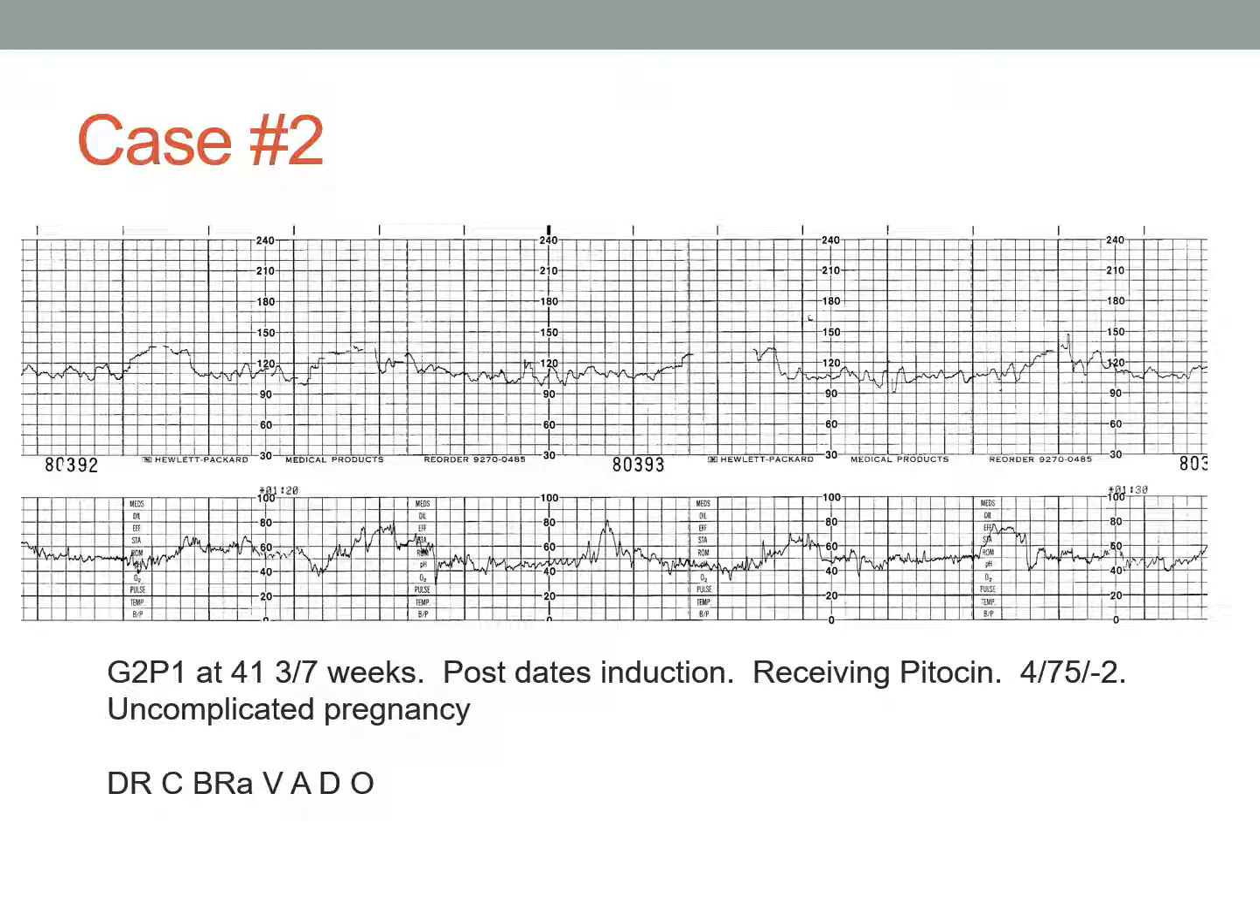On to the next one. We'll complicate things just a little. You've got a G2P1 at 41 weeks and 3 days. This is a post-dates induction. Your patient has received misoprostol overnight and is now on Pitocin, dilated to 4 centimeters, 75% effaced, and -2 station. Uncomplicated pregnancy, aside from being a little bit post-dates. So run through Dr. C Bravado.